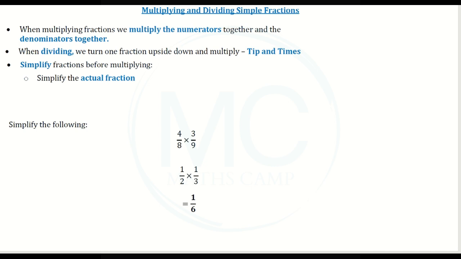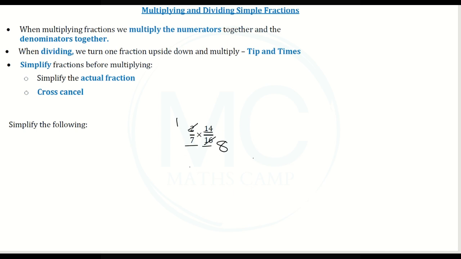Another method of simplification is cross-cancelling. Let's look at the example 2 over 7 multiplied by 14 over 16. We call this method cross-cancelling because we cancel diagonally across the multiplication sign. Here we have 2 and 16. Both are divisible by 2. 2 divided by 2 is 1. 16 divided by 2 is 8.